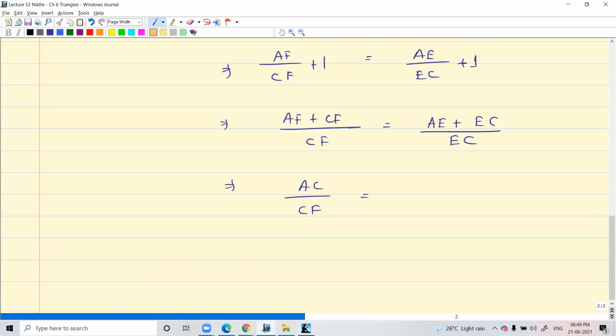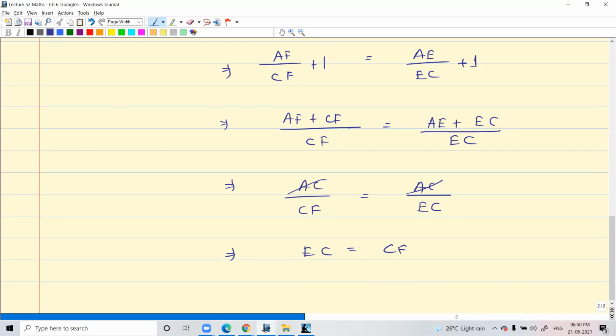This becomes AC by EC. So since both of these are in the numerator, can I cancel it directly here? Do I need to bring it here and then cancel? No need, right? There is no addition or subtraction happening here. Everything is multiplication or division. In that case, we can directly cancel from the numerators. So AC and AC will get cancelled, and I will be able to cross multiply, EC into 1. So it will become EC is equal to CF.